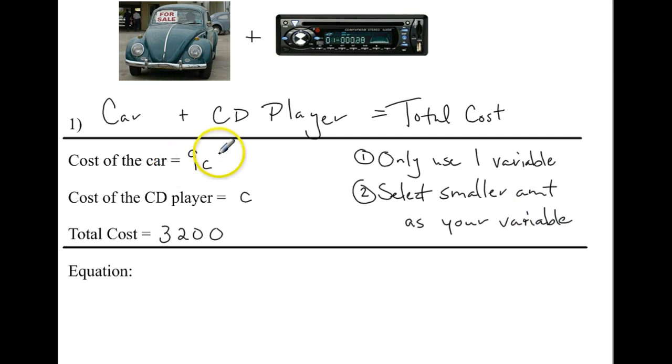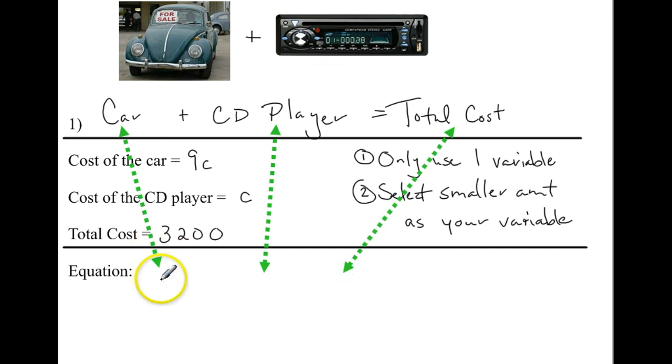I could have picked C for the cost of the car and C divided by 9 as the cost of the CD player, but that would have made things a whole lot more difficult when it comes to combining like terms. Okay, so let's get back to the problem. We need to take the cost of the car, add it to the cost of the CD player, and set that equal to the total cost.